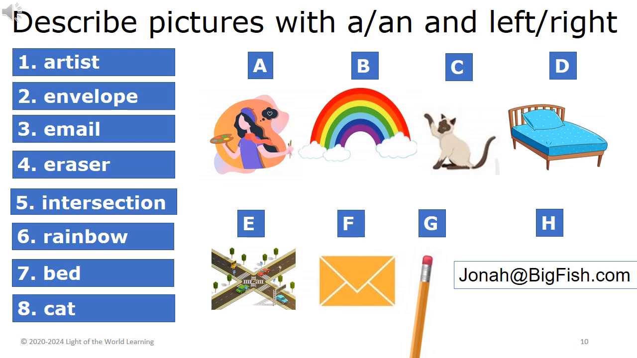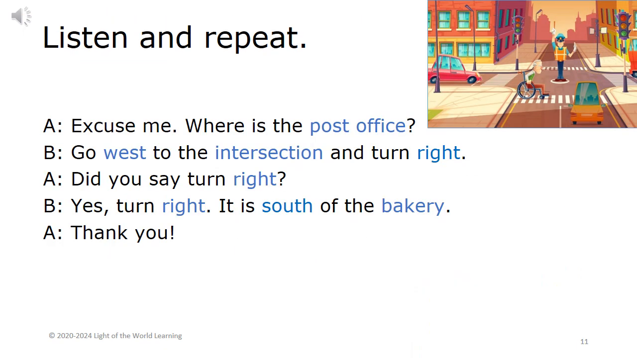Describe pictures with a, an, and left, right. 1. Artist. 2. Envelope. 3. Email. 4. Eraser. 5. Intersection. 6. Rainbow. 7. Bed. 8. Cat.